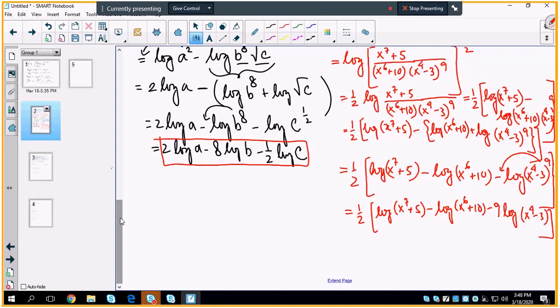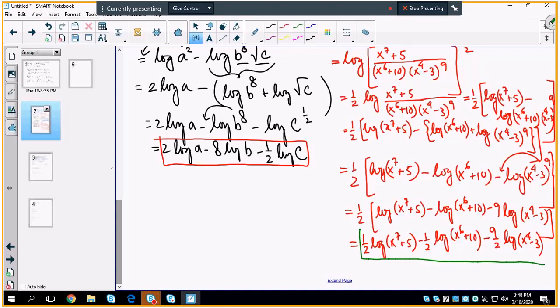Finally, one more distribution, the 1/2. So call it 1/2 log of x to the power 7 plus 5 minus 1/2 log of x to the power 6 plus 10 and minus 9 over 2 log of x to the power 4 minus 3. And that's all I can do. And hence, I got my final answer for the expansion of this one logarithmic term.